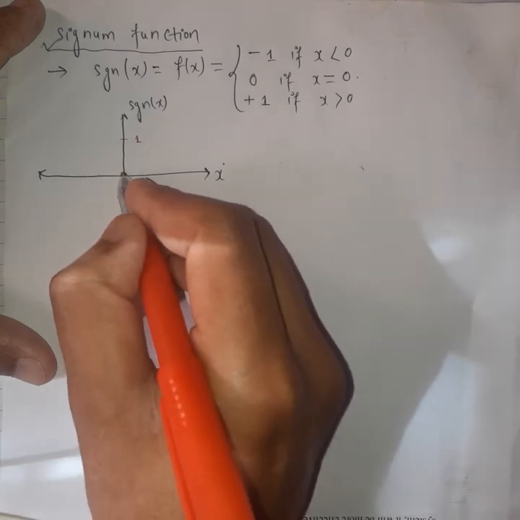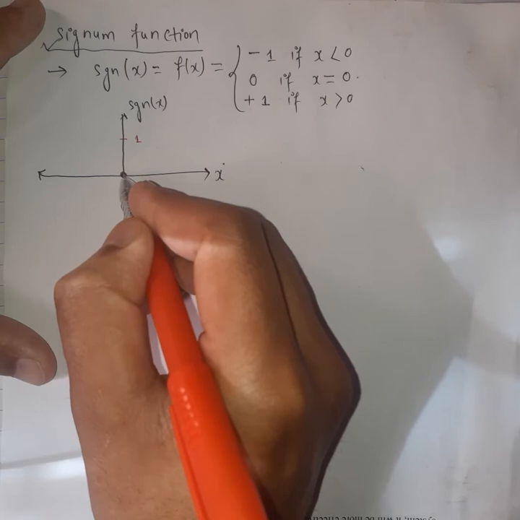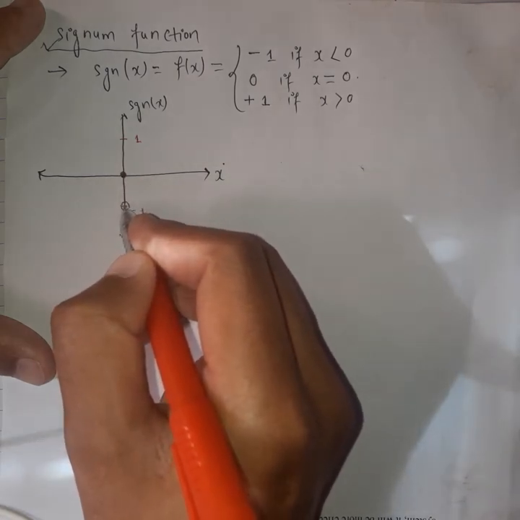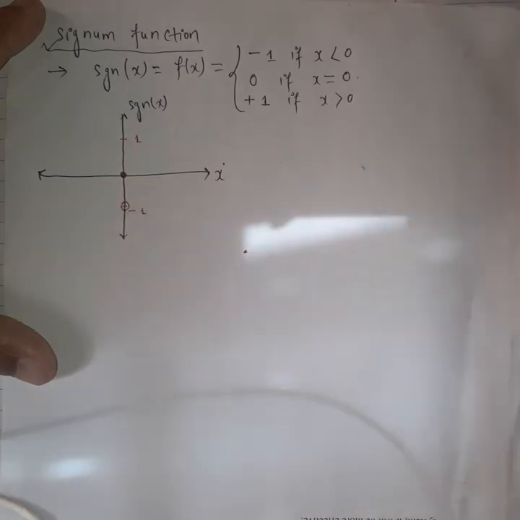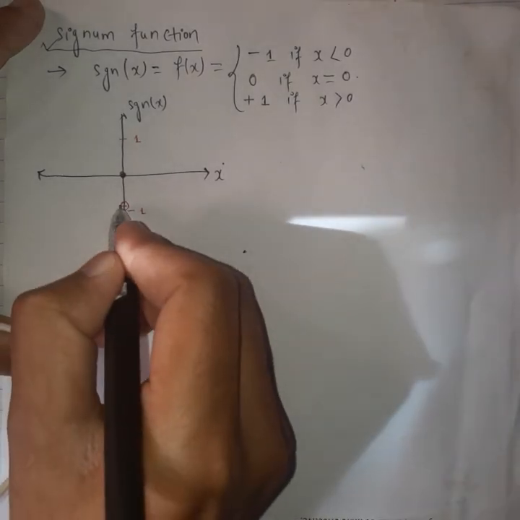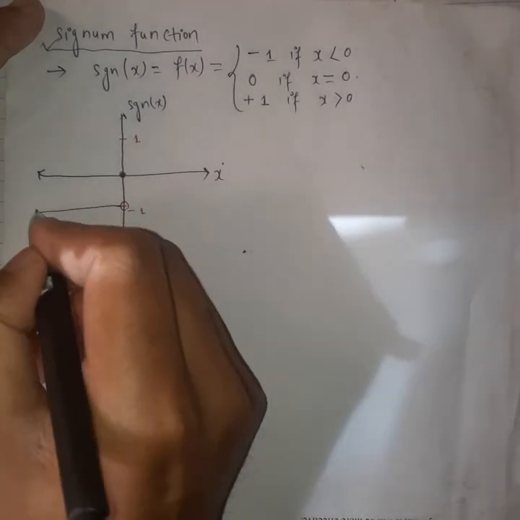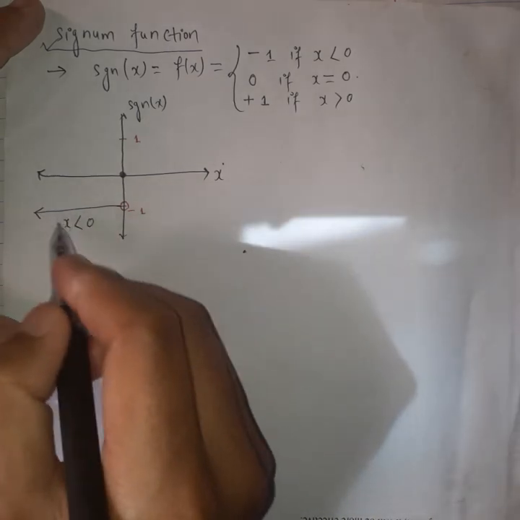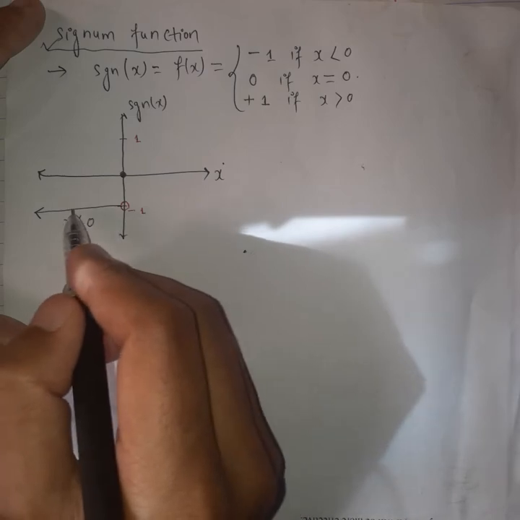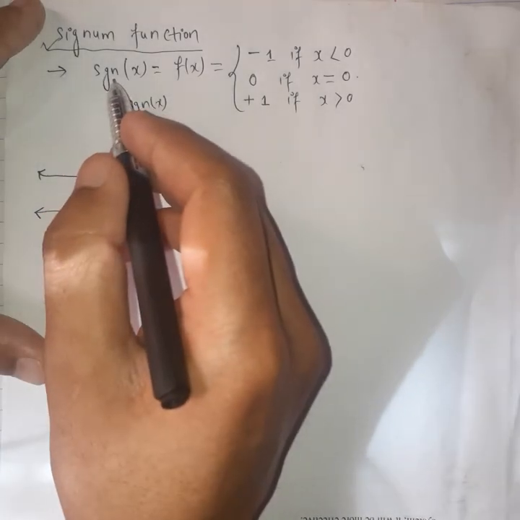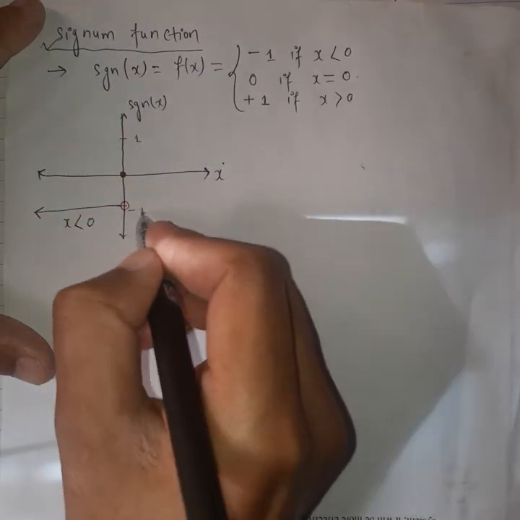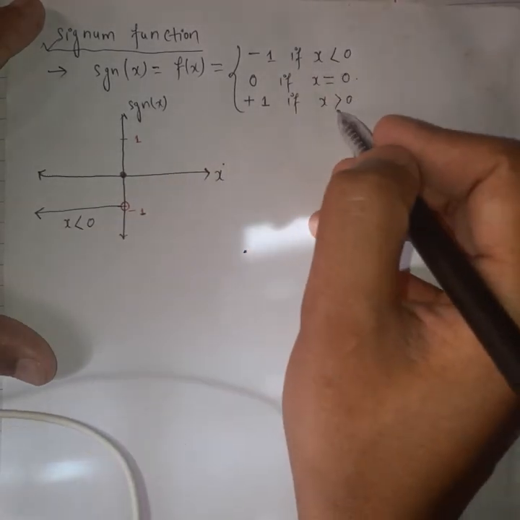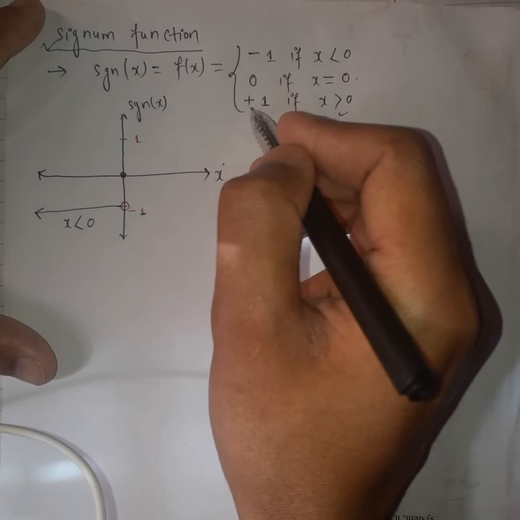So here it is already defined: when the value of x is 0, the output is 0, so we cannot take the closed circle here; we take the open circle. This is for the value of x less than 0. For negative inputs, the functional value, the signum of x, will be -1. Similarly, for positive inputs, the result is +1.